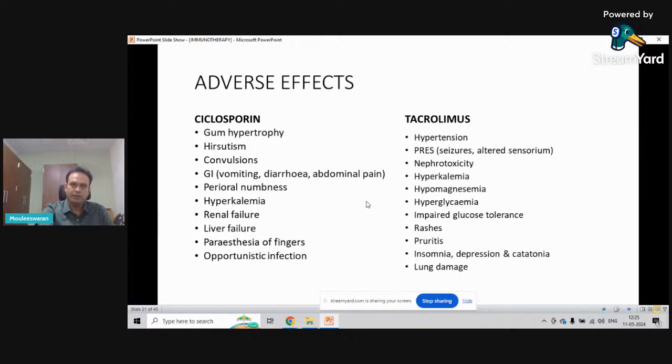Notable adverse effects when it comes to tacrolimus are systemic hypertension following commencement of the drug therapy, and incidence of PRES, nephrotoxicity and hyperkalemia, as well as electrolyte disturbances and new onset impairment in the glycemic profile of the patient. Whereas in case of cyclosporin, it is convulsion, GI side effects, hyperkalemia, as well as renal failure.